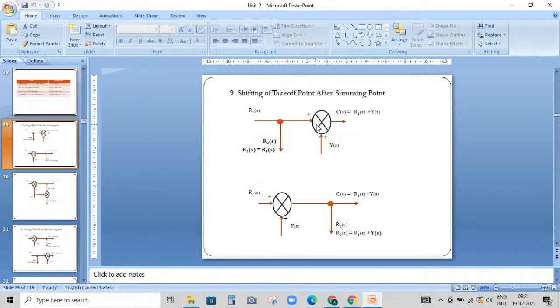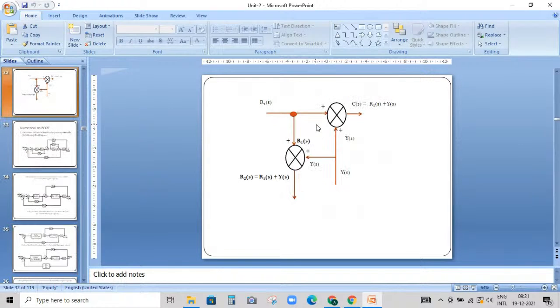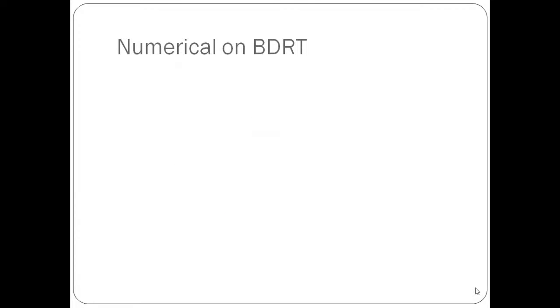And finally, we discussed some critical rules that play an important role: if you shift a takeoff point after a summing point, what we need to do, and if you shift a takeoff point before a summing point, what we need to do. So these points are very important. And once you understood this, now let's try to solve numericals on block diagram reduction technique. Now these numericals are normally asked in GATE, but for solving these numericals, this theory is very important.